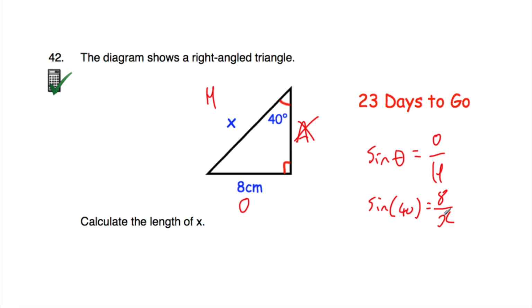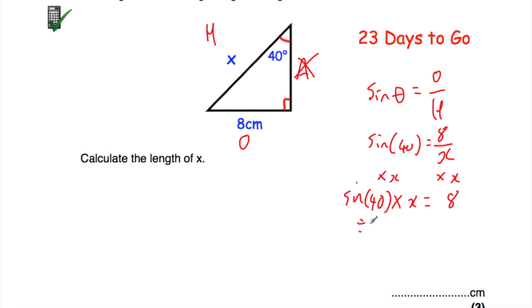Now we want to solve this and find out what x is. So we're going to multiply both sides by x, so the left hand side would become sine 40 multiplied by x. And then the right hand side, we'll multiply by x to get rid of the divide by x, so we'll just be left with 8. So we're now going to divide both sides by the sine of 40. So we're going to divide the left hand side by the sine of 40, and we're going to divide the right hand side by the sine of 40.